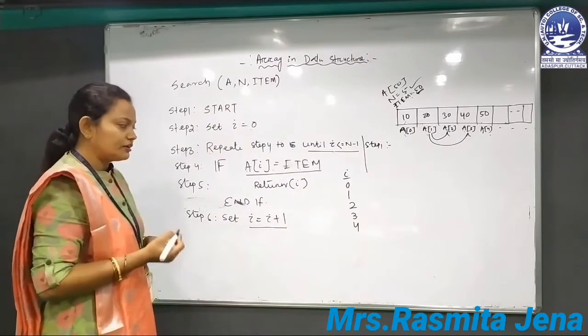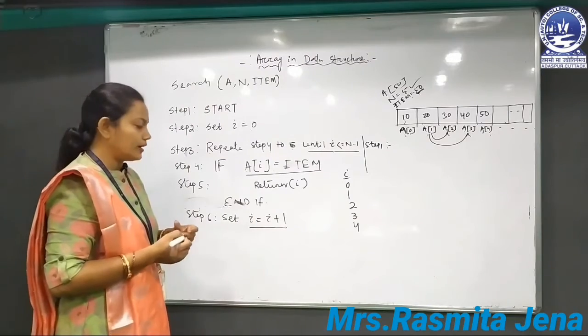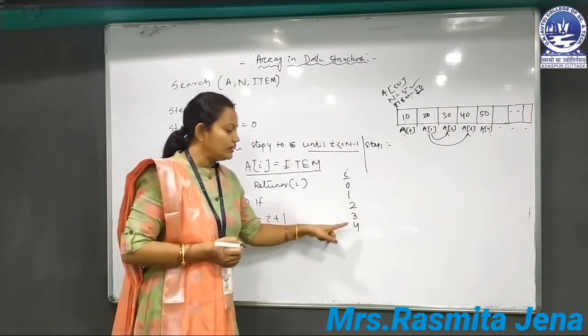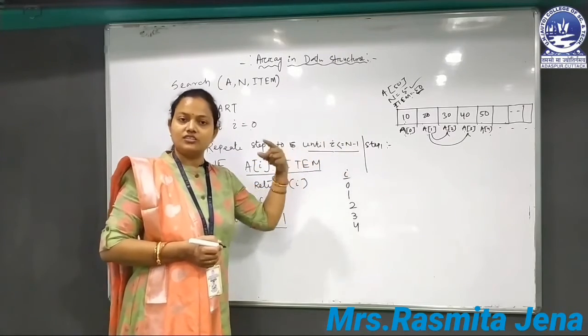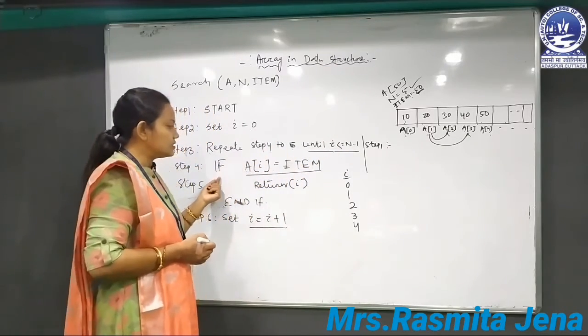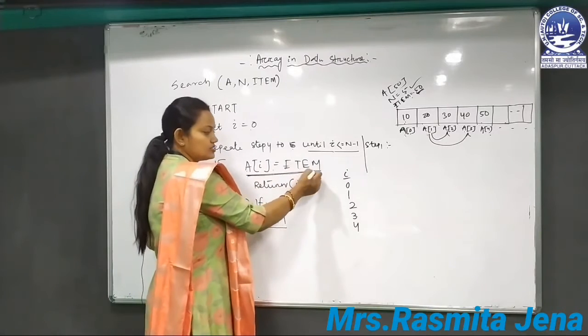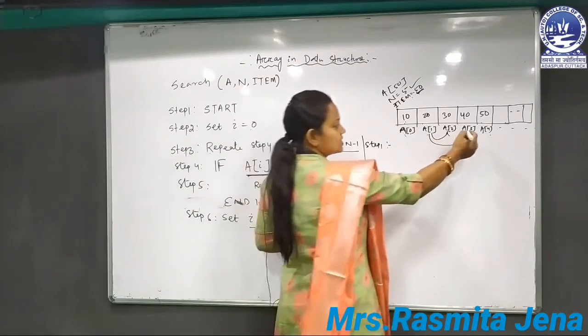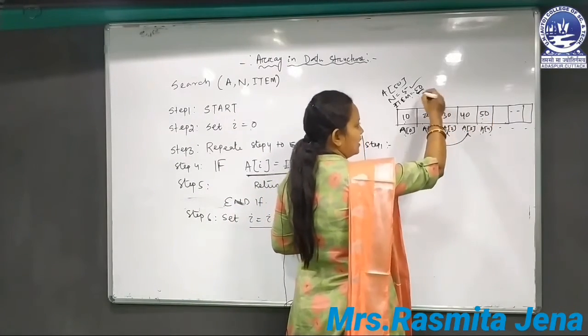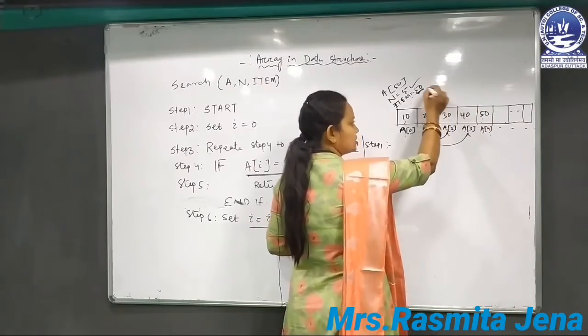By incrementing the counter variable value by 1, when I equals to 4, we will again compare 4 less than equals to 4. The condition is true, and when the condition is true, we will check this statement, that is A of I. That means A of 4 equals to item. You can see A of 4 is 50 and item is 50. So this condition is true.